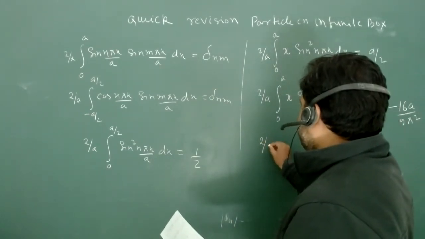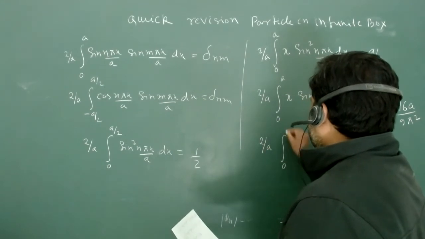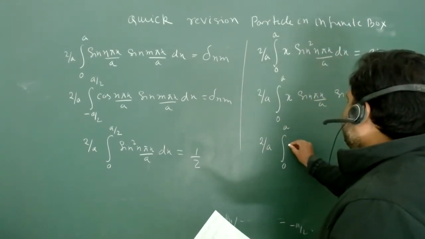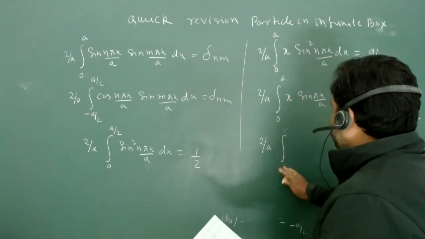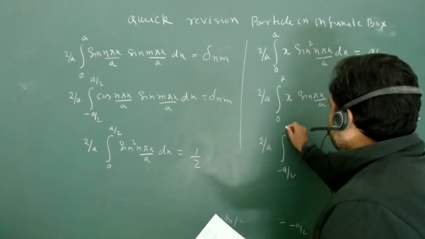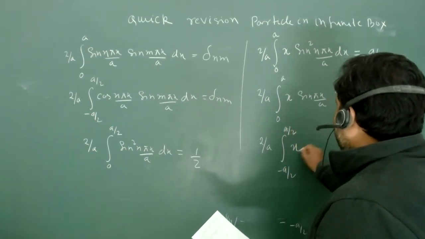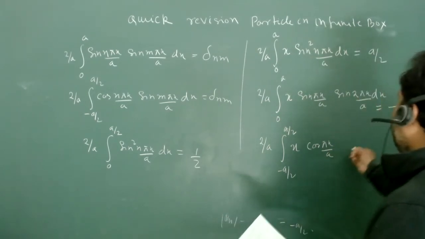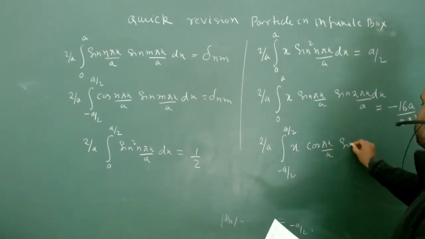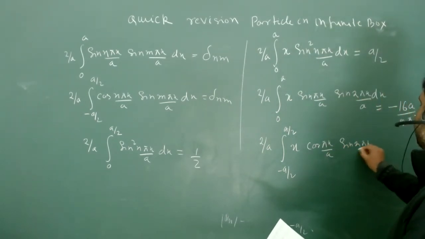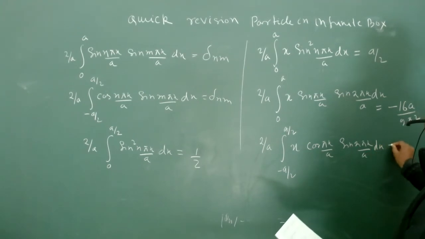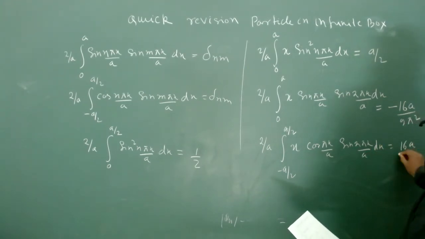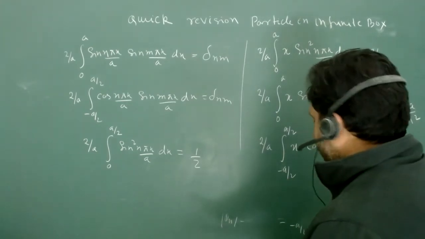Another integration is 2 by a between 0 to a, sorry, this value will be between minus a by 2 to plus a by 2, x cos pi x by a, and again sine 2 pi x upon a dx. This value is 16 a upon 9 pi square. So please remember this integration.